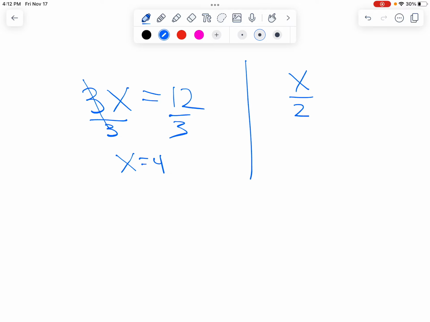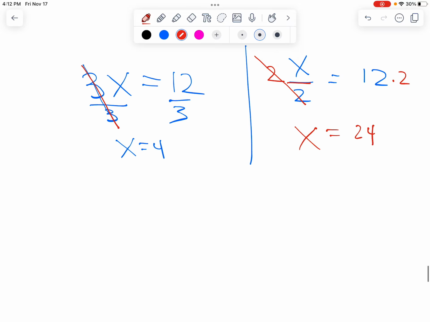X divided by 2 equals 12. Well, here I want to do the opposite of dividing by 2. So the opposite of dividing by 2 is multiplying by 2. So I multiply both sides by 2. Now these 2's cancel, just like those 3's canceled, and it leaves us our x is equal to 24.